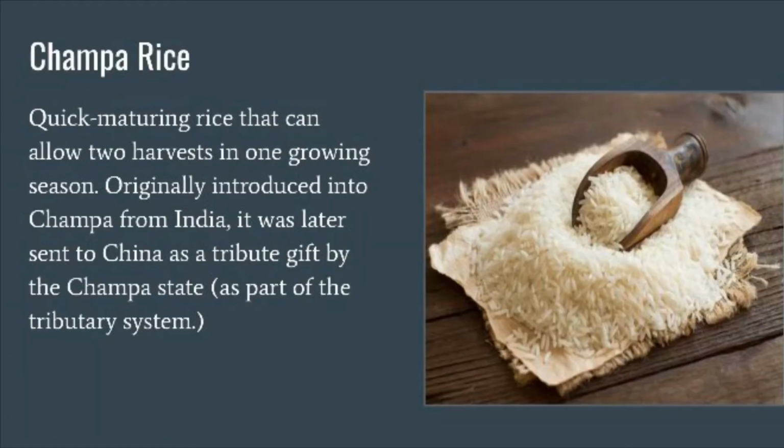Within these routes, Champa rice was also traded. This quick-maturing rice can allow 2 harvests in one growing season. Originally introduced to Champa from India, it was later sent to China as a tribute gift by the Champa state as part of the tributary system.